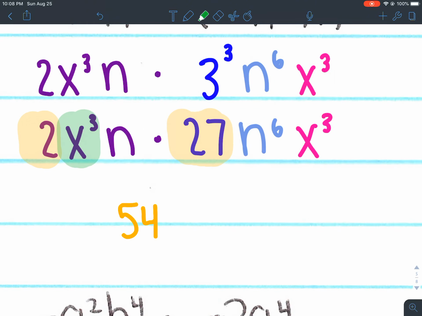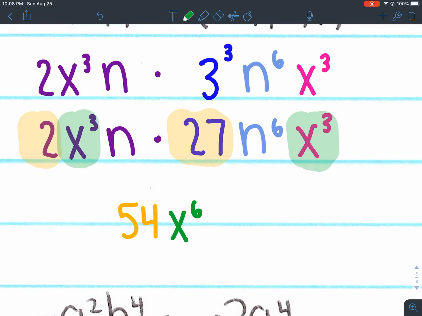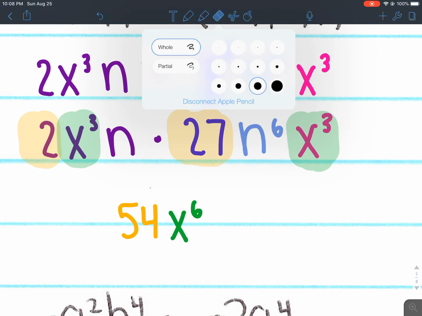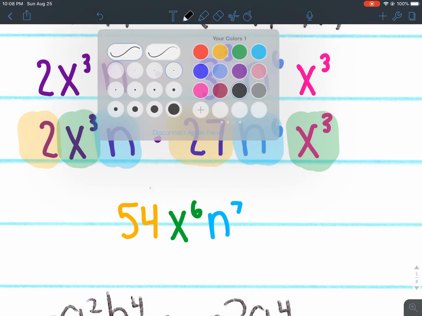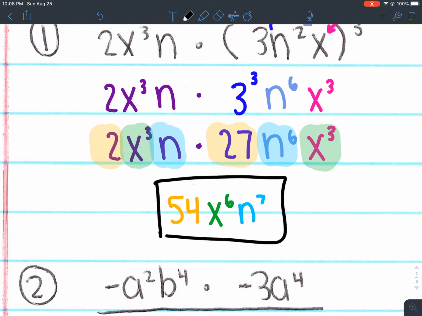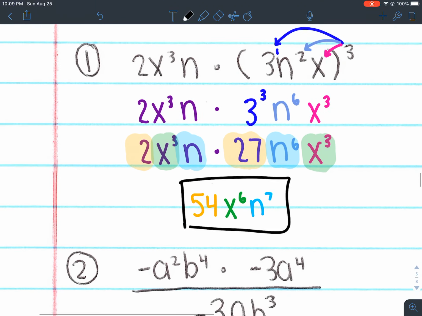Okay, I have x cubed, and then I have x cubed over here. So that's going to be x to the 6th, and we add those because they're the same base. We have x cubed times x cubed, so we have 6 x's being multiplied together there. So remember, you can only do same like bases. N and then n to the 6th, that's going to give me n to the 7th. And you know that you're simplified when there are no more like bases anywhere else that you could simplify.